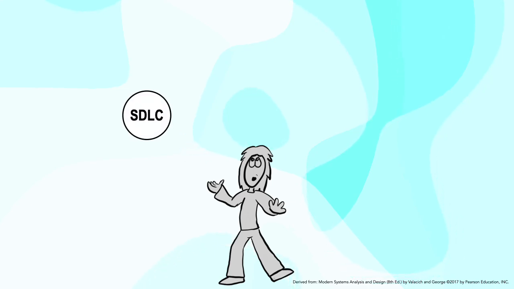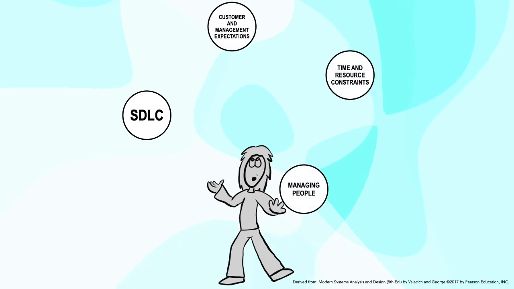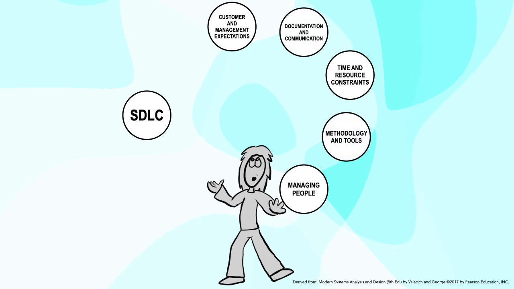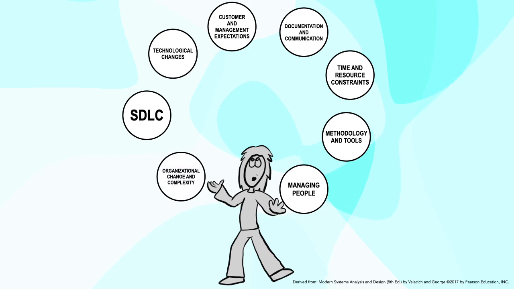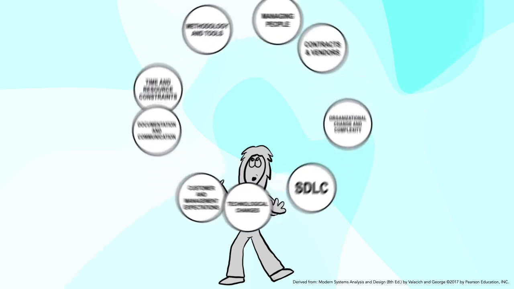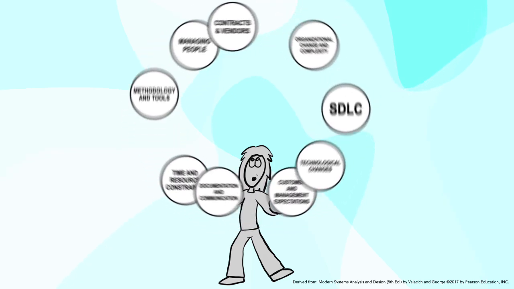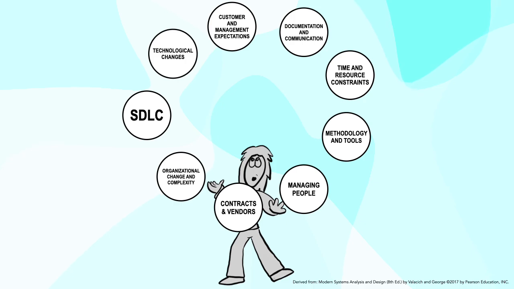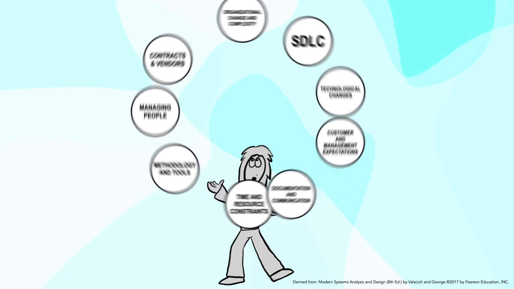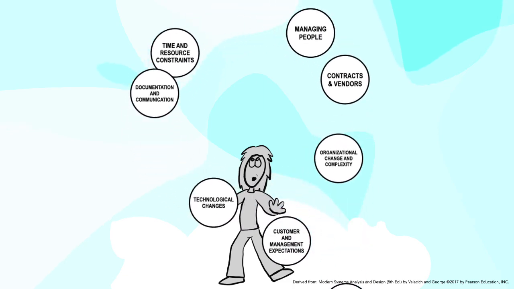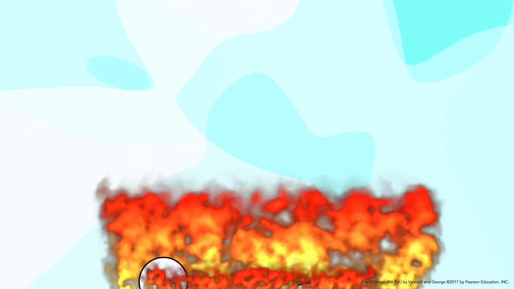from the development lifecycle itself and how we go through the phases, time and resource constraints, the people, the customer, and management expectations, how we're documenting things, how we're communicating, methodology and tools, technological challenges, organizational change and complexity, contract and vendors. There are a lot of things that a project manager has to juggle in order to properly manage the balance of each of those three sides of the project triangle. In other words, it's nearly impossible.